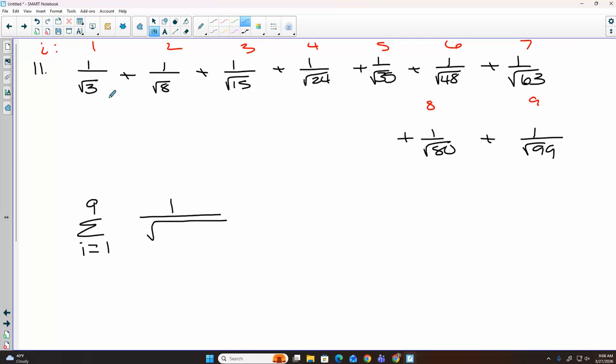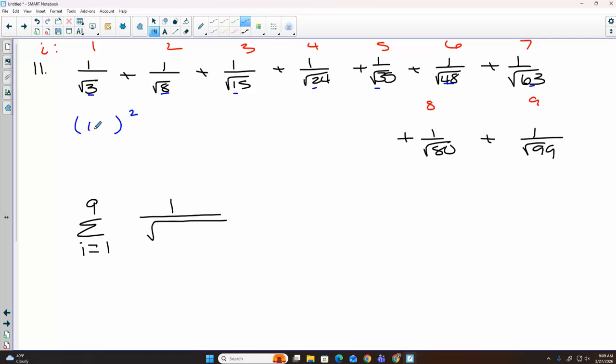So one thing I noticed is these are all 1 less than a perfect square. So 3 is 1 less than 4. 9, 16, 25, 36, 49, 64. So those are perfect squares. So I probably have something squared in them. All right.